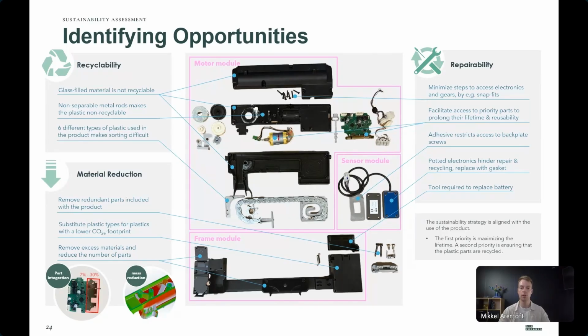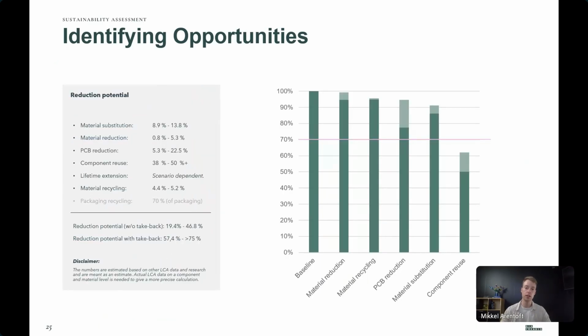As we talked about before, there are trade-offs between the strategies, and it's important that when we substitute the material for a material with a lower carbon footprint, for example, that it does not weaken the material so much that it causes a failure in the lifetime instead. Turning these challenges into improvement opportunities and quantifying them, we found that substituting the plastics could reduce the overall footprint by up to 13.9%, while reduction of material use could reduce around 5%.